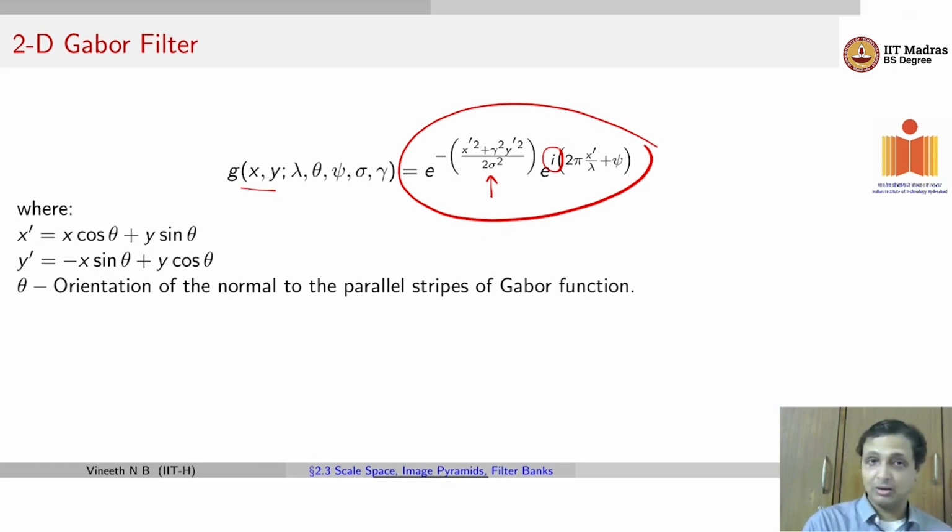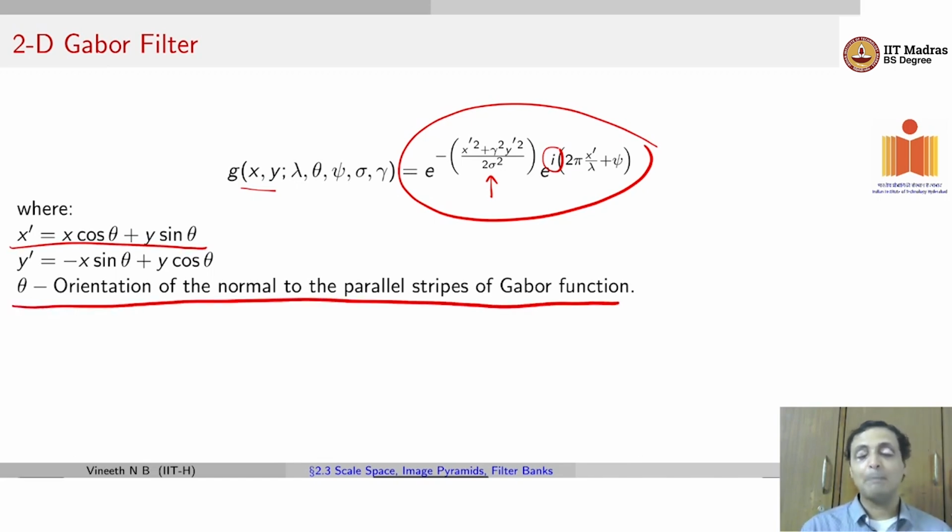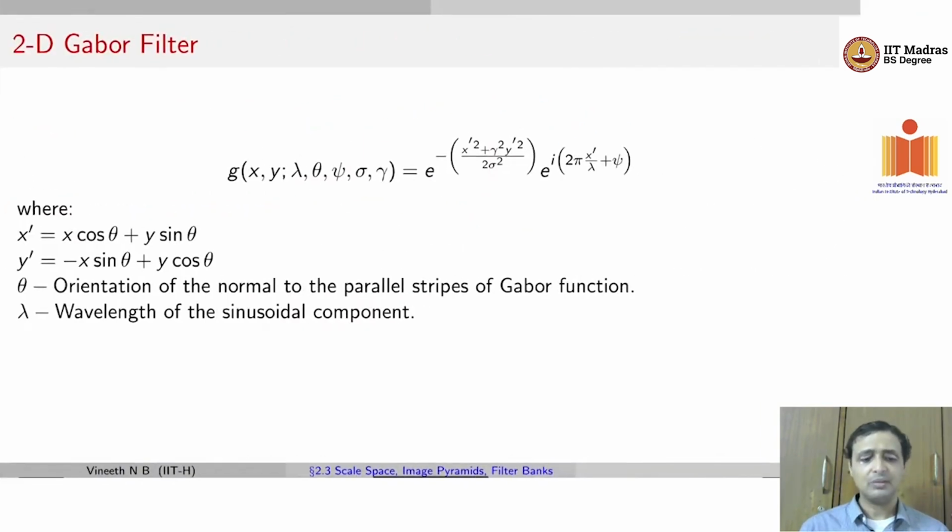But in this particular formula, x prime is x cos theta plus y sin theta. We'll talk about what theta is. Theta is the orientation of the normal to the parallel stripes of the Gabor. We saw that the sinusoid could be oriented in a particular direction, and that's given by theta. So x prime is x cos theta plus y sin theta. y prime is minus x sin theta plus y cos theta.